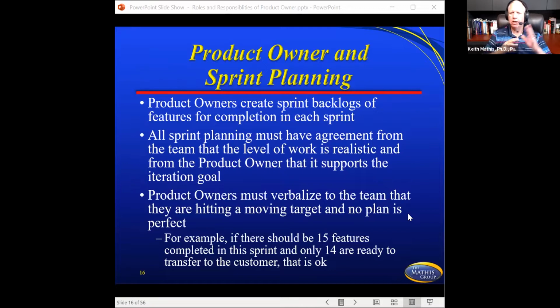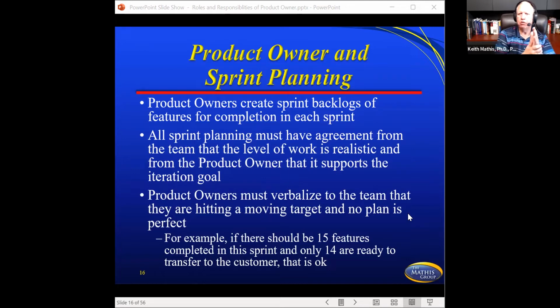So once again, let me say it again, the product owner creates a sprint backlog, but the team does the estimate. So if the product owner creates so much work that you can't do it in a 4-week sprint, the team would push back and say, okay, we can only do half of this because you've got too much in here. So the team is in charge of estimation. The product owner is in charge of the ranking order of those. And so the product owner verbalizes to the team that they're hitting a moving target. No plan is perfect. All those things have to be there, obviously, and everybody understands that if they're on this team. But the point is that they are always working together.